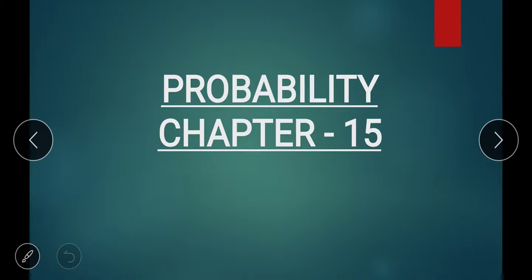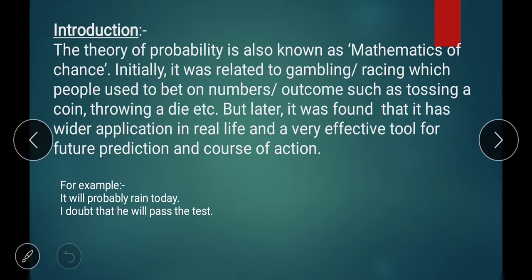Today we are going to see chapter 15, probability. Introduction. The theory of probability is also known as the mathematics of chance. Initially it was related to gambling and racing, where people used to bet on numbers and outcomes such as tossing a coin, throwing a die, etc. But later it was found that it has wider application in real life and is a very effective tool for future prediction and course of action.